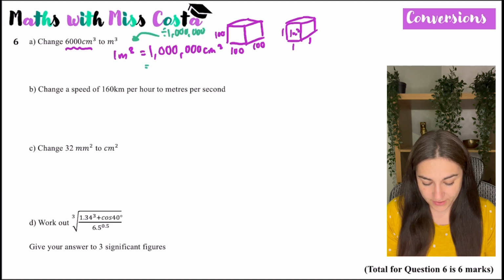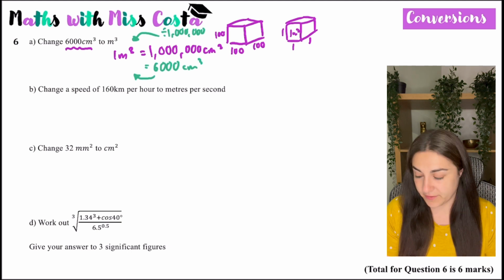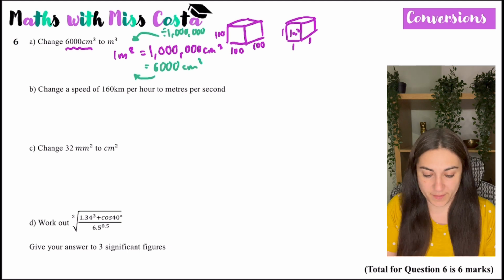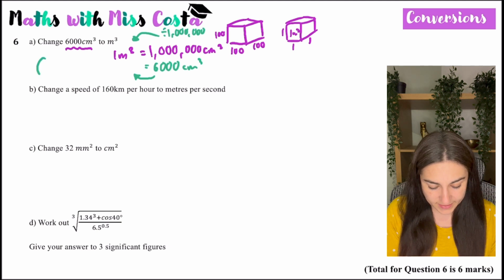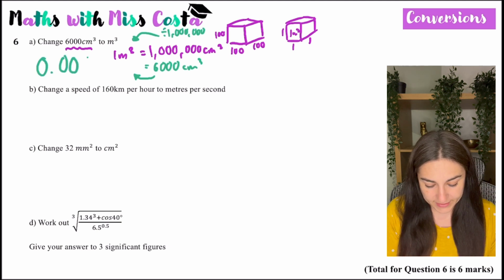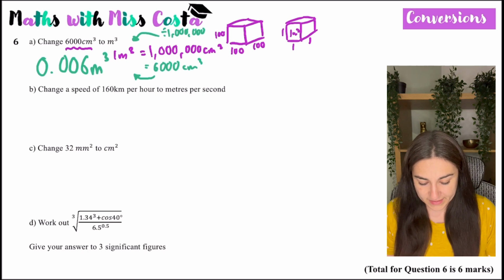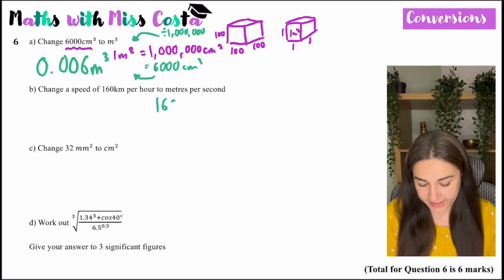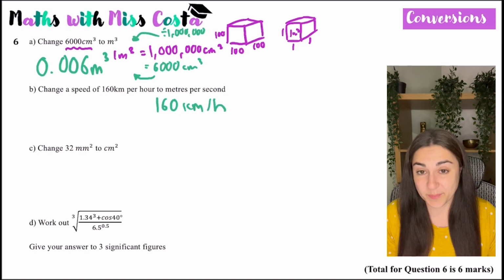So I need to change 6,000 centimeters cubed to a meter cubed. So I'm going to divide 6,000 by 1 million. So 6,000 divided by 1 million is 0.006 meters cubed. Then I'm being asked to change a speed of 160 kilometers per hour to meters per second.